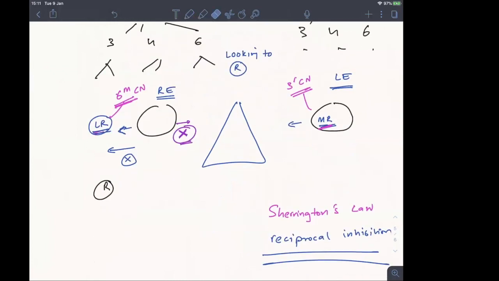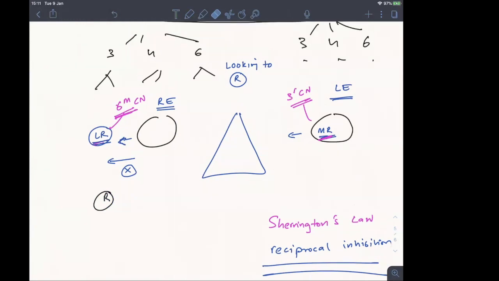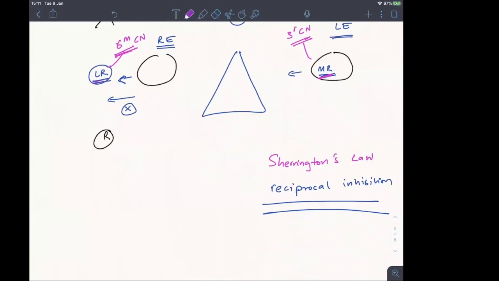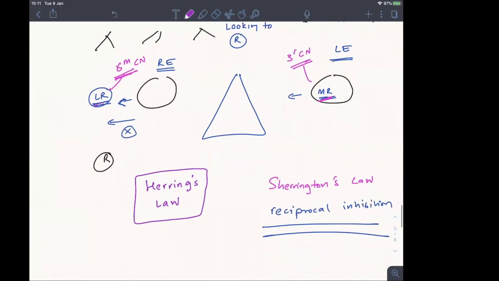But what we are talking about is something more complicated. Sherrington's law applies to every muscle in the body. Reciprocal inhibition is a law that applies to all muscles, so it is nothing specific to the eye. But what is specific to the eye is something known as Hering's law. So what is Hering's law?